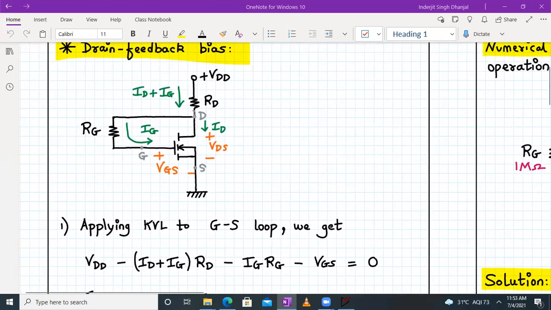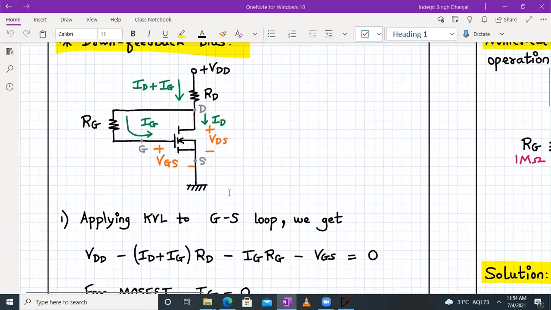Over here, if you see carefully, the RG resistor has one terminal connected at the drain and the other terminal connected at the gate terminal. The current flowing through the gate terminal is IG. The current flowing through the drain terminal is ID. So the current flowing through the resistor RD is ID plus IG. And this configuration is called drain feedback bias.